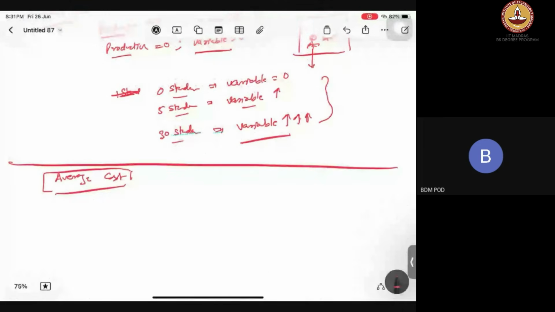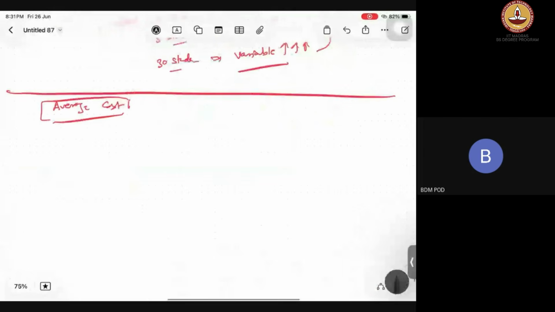Average cost. So what do you mean by the average cost? Now we studied the variable cost. Now coming to the meaning of average cost. Average cost, I explained to you, is the per unit cost of output. Per unit cost of output is called your average cost.